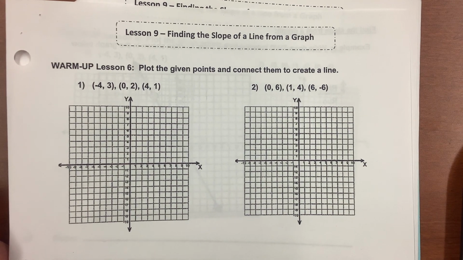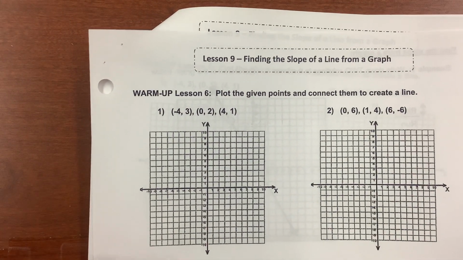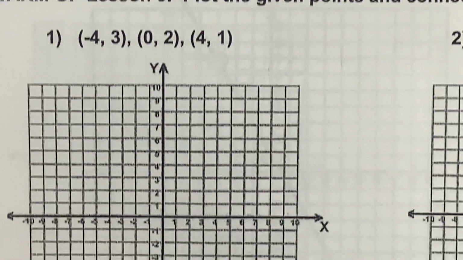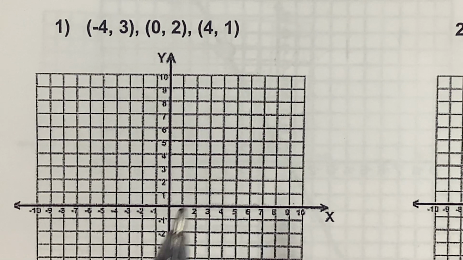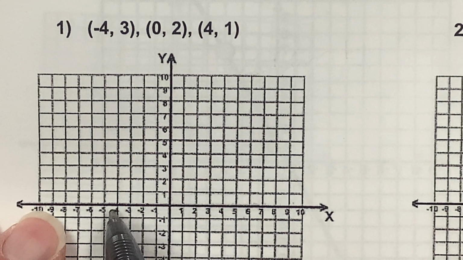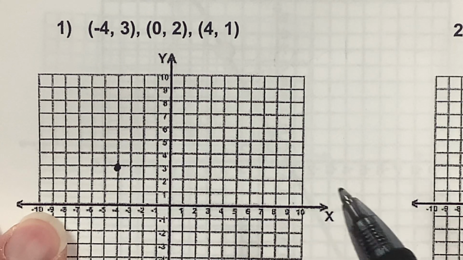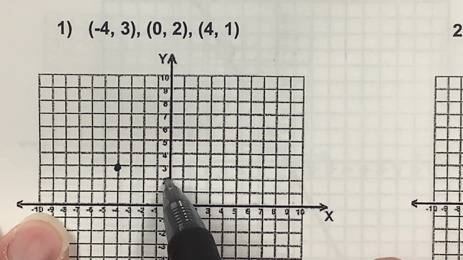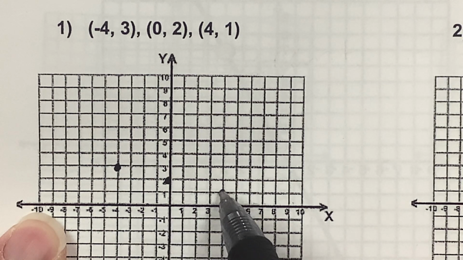All right, let's take a look at this first problem. Plot the given points and connect them to create a line. Okay, there's my given points, -4, +3. So I am going to go 4 to the left and up 1, 2, 3. And there's my first point. 0, 2, 0, up 2. There's my second point. And 4, 1. 4 to the right and up 1.